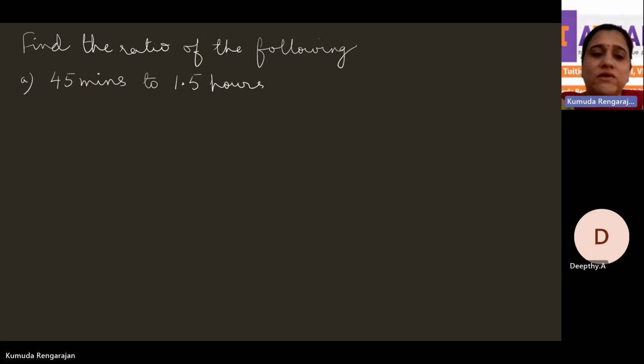So we prefer to convert hours to minutes, meaning convert the larger unit to the smaller unit. But we'll do it both ways. I'll also tell you how it will work when you convert minutes to hours. What is preferred? Converting the larger unit to the smaller unit is preferred. So here the larger unit is hours, so we prefer to convert hours to minutes. All right?